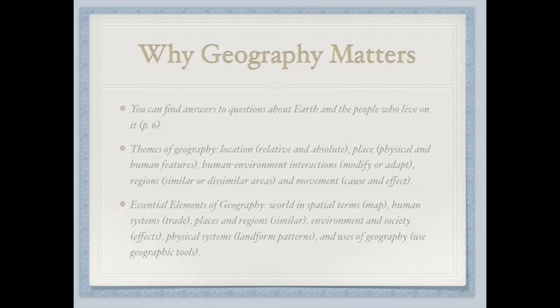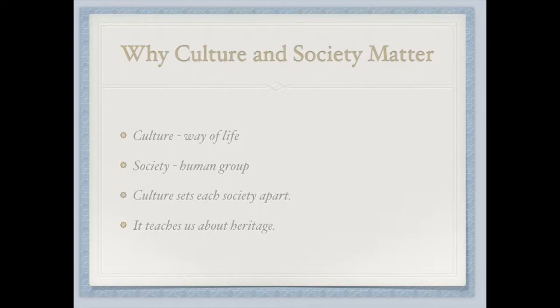So the essential elements of geography are the world in spatial terms, which is like a map, human systems, which one of the aspects is trade, places and regions, like I talked about above, environment and society, that's also very similar to human environment interactions, physical systems, like your landforms, and uses of geography, which is where you use geographic tools.